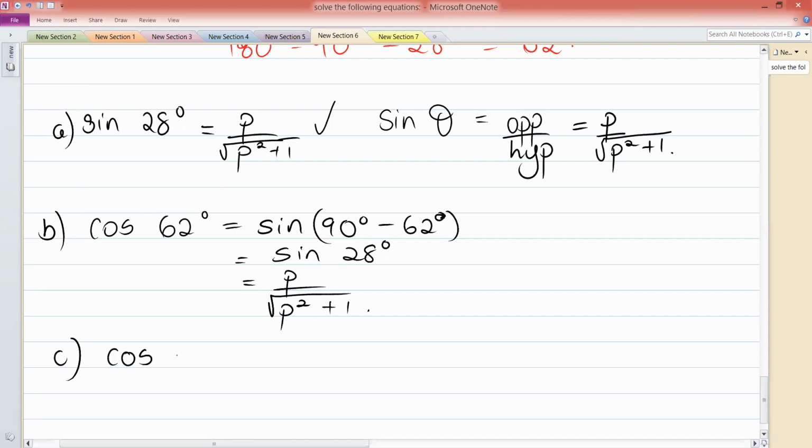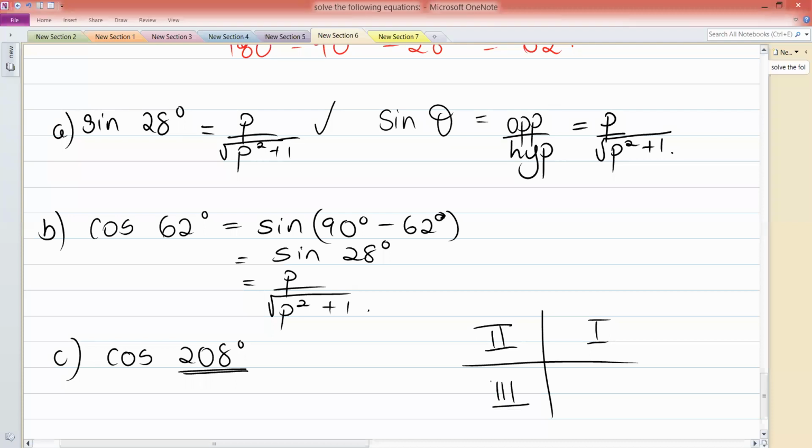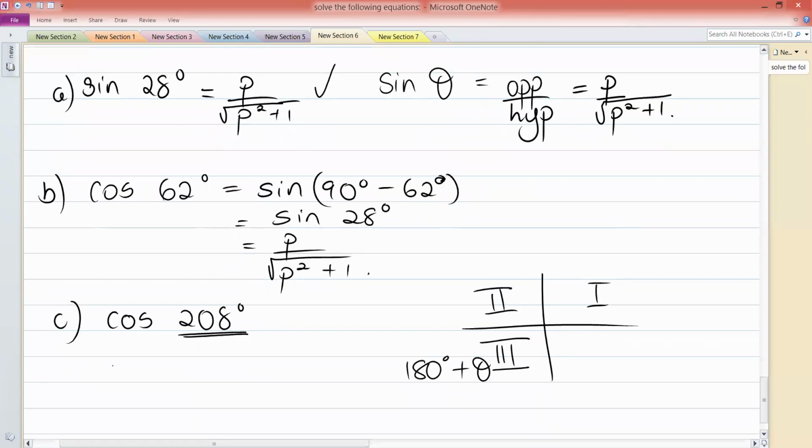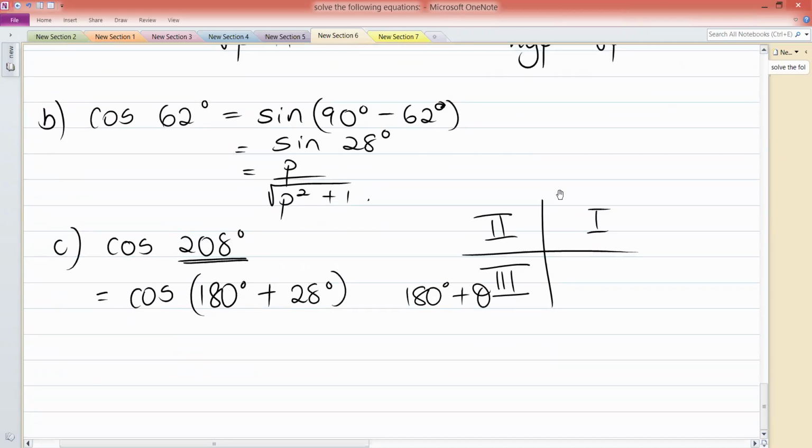That's A, B, C. What is cos 208? Now, if you're given anything that's not an acute angle, like here, we have 208, right? So if it's 208, which quadrant is it in? That's not in the first, it's not in the second. That means it's in the third quadrant. Anything in the third quadrant is 180 degrees plus something. So here we have to reduce it. So cos of 180 plus some value. What's that value that's going to give us 208? It is 28. That's what gives us 208.